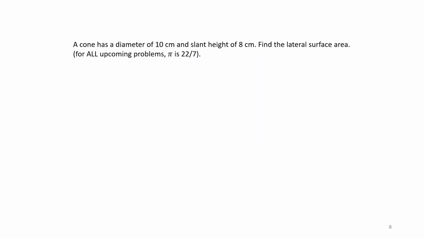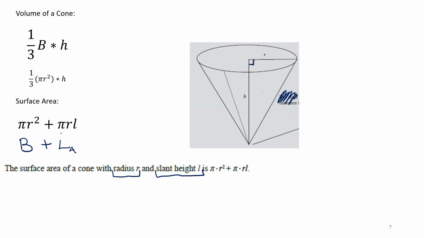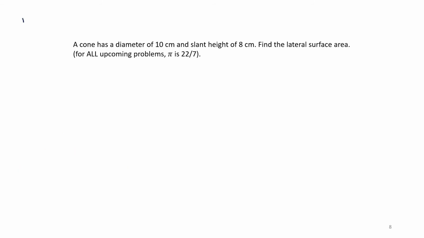There you go. Okay. A cone has a diameter of 10 centimeters and a slant height of 8 centimeters. Find the lateral surface area. So for the lateral surface area, we just want the second half of this equation, pi r L. You can write L like this, or you can write L like this. I just find this to look more like a slanty L, so I'm going to use this.